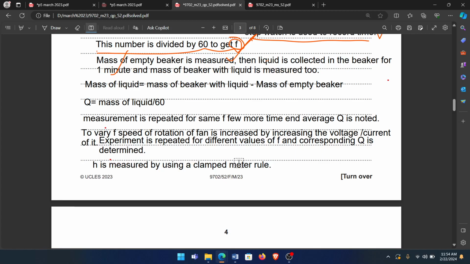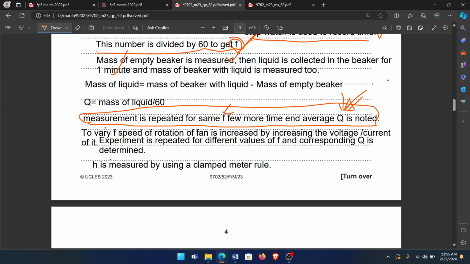Measurement is repeated a few times for the same F. This is actually a precaution, not a core part of the experiment. For the same F, Q should be the same, but because of experimental error, Q might be fluctuating. That's why, to reduce the random error, you should repeat for the same F a few more times. And when you repeat something in this way as a precaution, then you should mention average. What thing needs to be averaged?